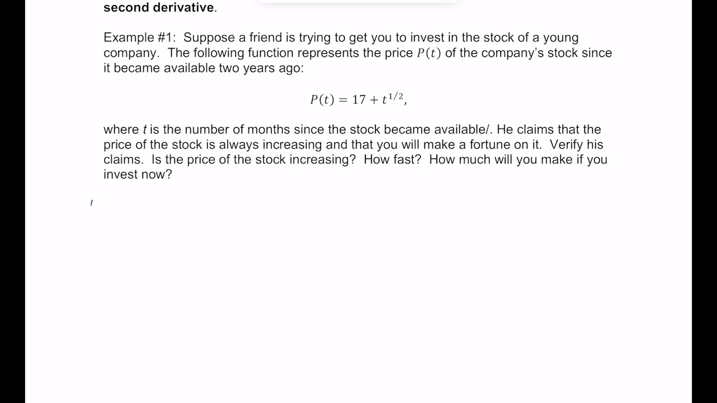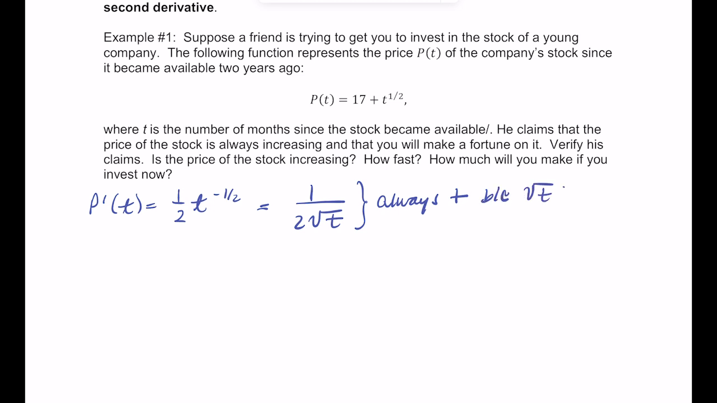So since I'm looking at increasing, decreasing, I want to find the derivative. So I'm going to find the derivative of P of t, and we know that that would just be 1/2 t to the negative 1/2 power, which I can write as 1 over 2 times the square root of t. Now, this is always going to be positive because the square root of t has to be greater than 0 when t is greater than 0. So therefore, P of t is always going to be increasing if it's always going to be positive.